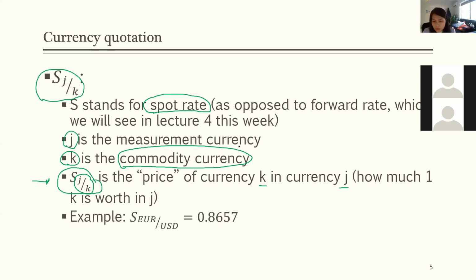For example, if the euro over USD exchange rate is 0.8657, can someone tell me what this number means? What does this number tell me? 1 USD equals that number. Exactly, spot on. So 1 USD is equal to 0.8657 euro.